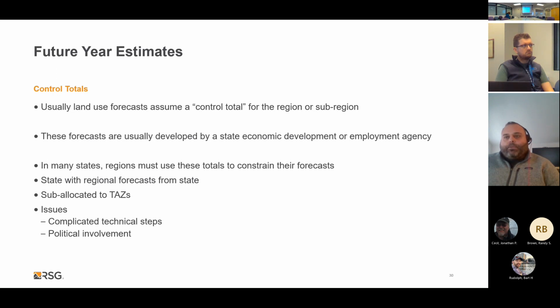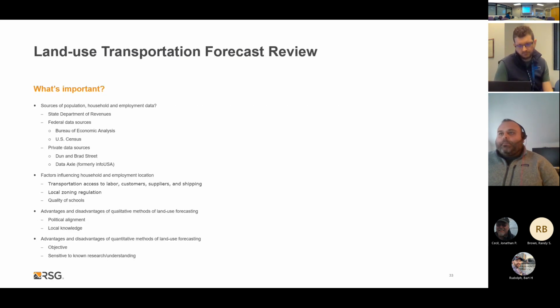And there are other cases where agencies develop really sophisticated land use forecasting models, and then the objective land use forecasts don't necessarily produce location or results that political leadership agrees with. And so that can become a very complicated step in the whole forecasting process.